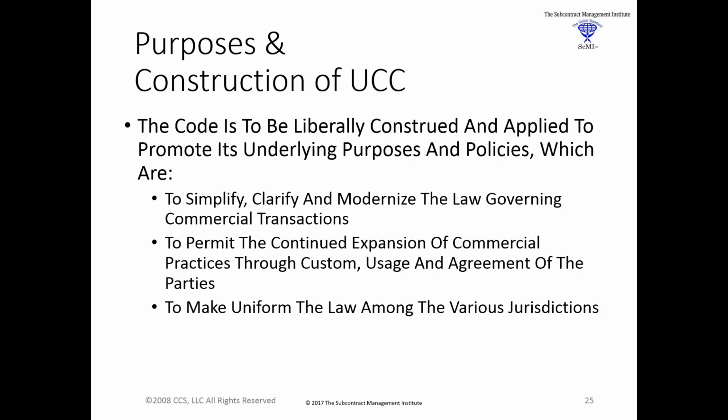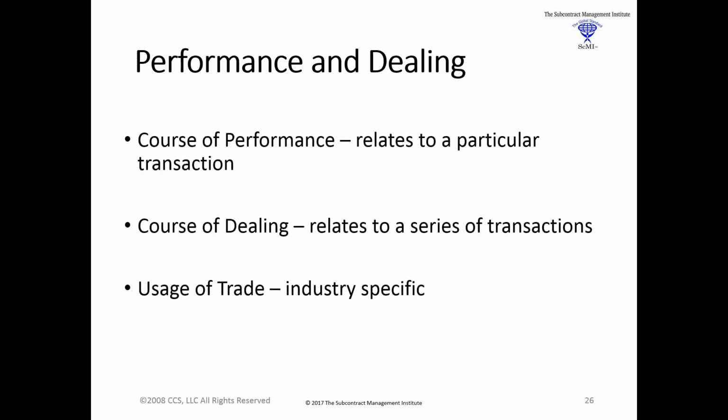The Code is to be liberally construed. It's designed to simplify, clarify, and modernize the law around commercial transactions. It is designed to be flexible to also allow for things that evolve, like technology, so that you can adopt more technologically efficient rules and purposes for entering into or getting out of contracts. It's designed to make the law uniform across the various jurisdictions and to establish a more uniform custom, usage, and basic agreement of the parties. Now, I want to talk about these three things real quick. I'm going to come back to it.